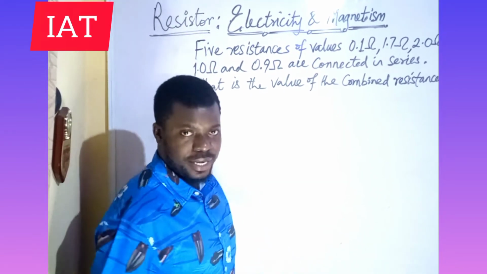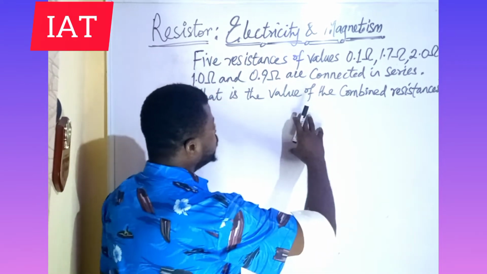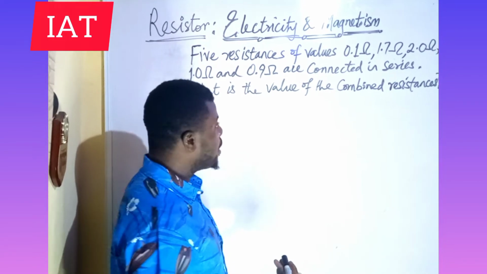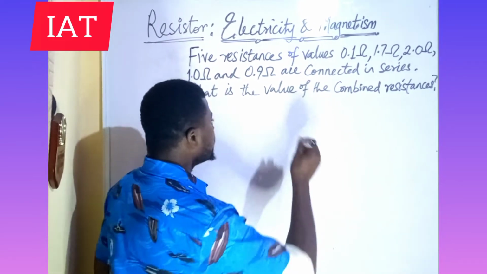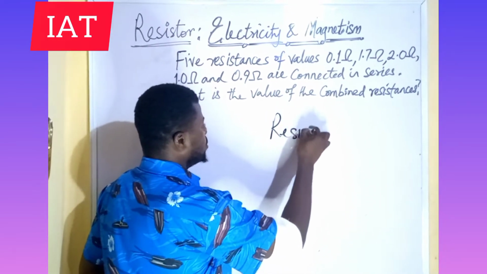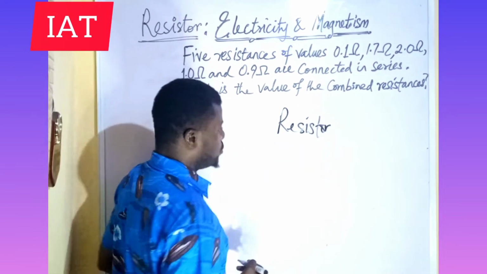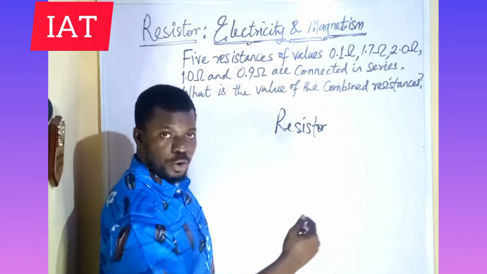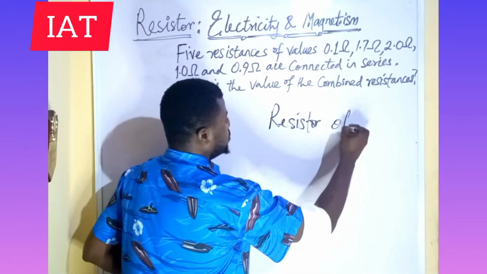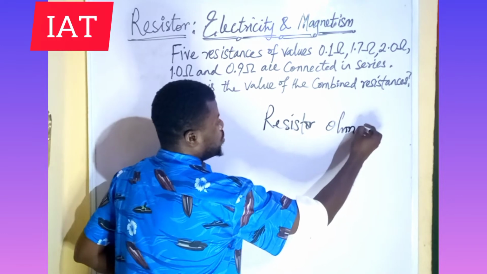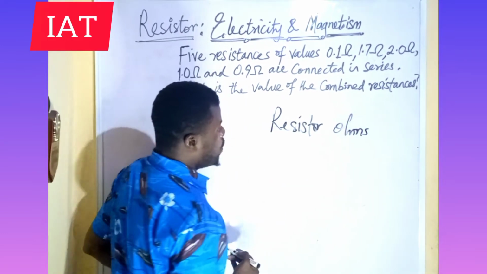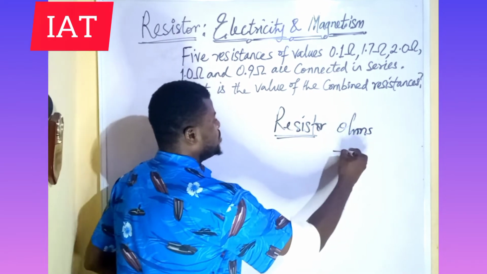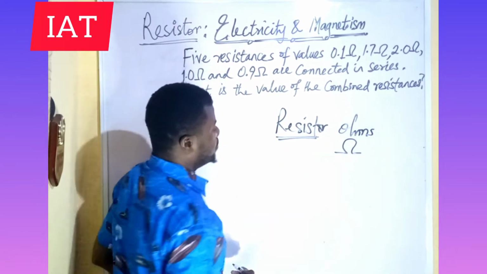how it is being connected. We have two ways it is connected, both in series and in parallel. But before then, we know that resistor is measured in ohms. That is, the SI unit of resistor is ohms. Ohm is a unit we measure this resistor, and this is a symbol of it.